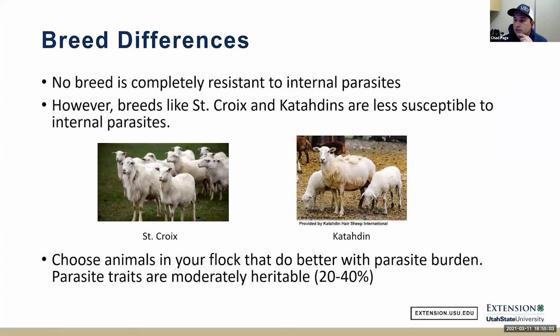The last thing I'm going to touch on is that there is a genetic component to this. Not every breed is the same. Some hair sheep like St. Croix and Katahdin are more parasite resistant. They can handle more of that burden. And this resistance is somewhat heritable, about 20 to 40% heritable. So over time, if you're breeding those ewes that never seem to have an issue, you can slowly select for animals that handle parasites better in your environment. So these are some things to think about.